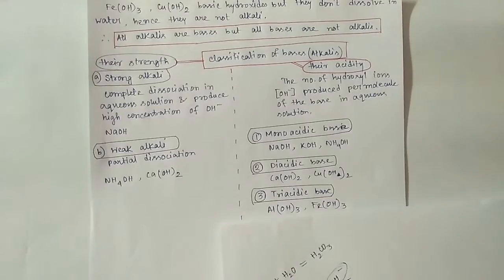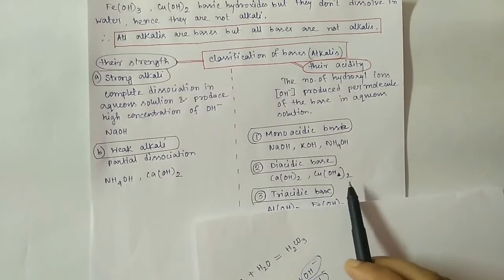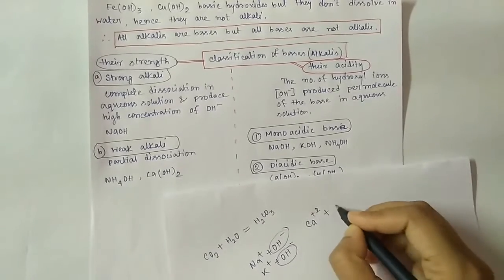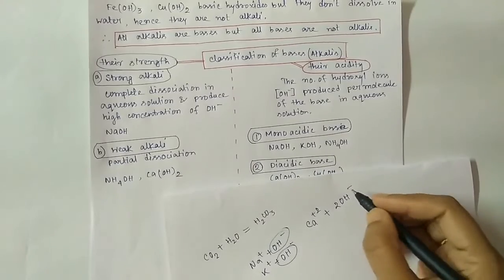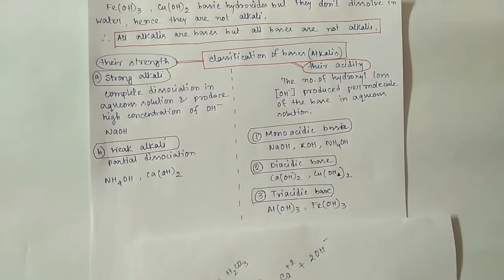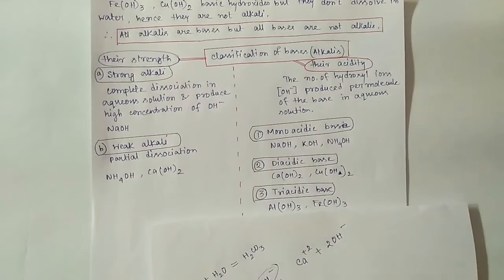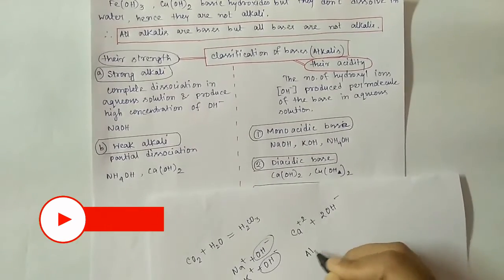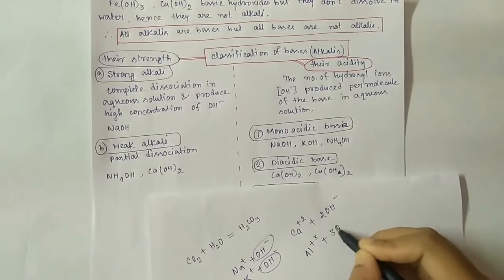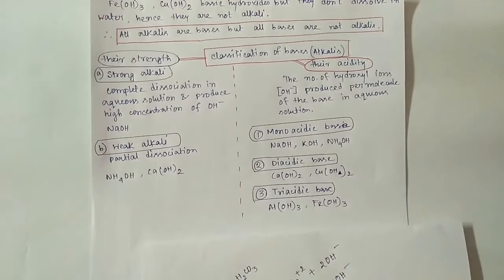Again, diacidic bases. These are calcium hydroxide and copper hydroxide. When calcium hydroxide dissociates, it produces one calcium ion of 2 plus oxidation number and two hydroxyl ions. Thus, they are diacidic bases. Similarly, Al(OH)3, aluminum hydroxide, when it dissociates, produces one Al 3 plus ion and 3 OH minus or hydroxyl ions, and thus it is a triacidic base. So, this is about the classification of alkalis or bases.